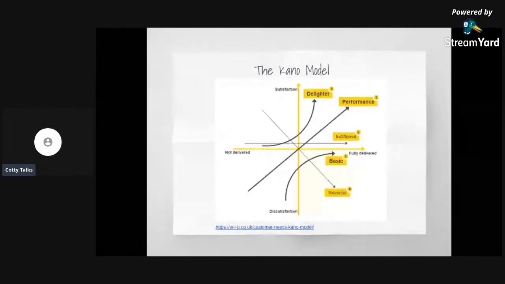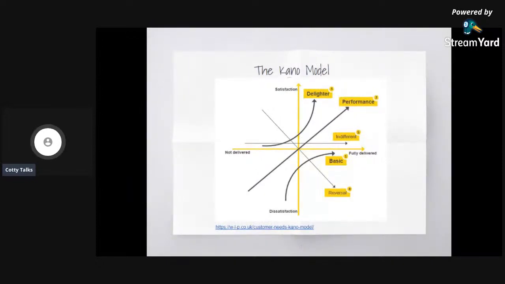So this then helps me when I've gotten a lot of things from the customer. I then sit down and think, okay, what are the basics? What are the things that must be there? Those ones first. What are the things that will help performance? Those ones next. What are the things that will excite them? And what now happens is, yesterday's delighter and performance usually becomes today's basic.